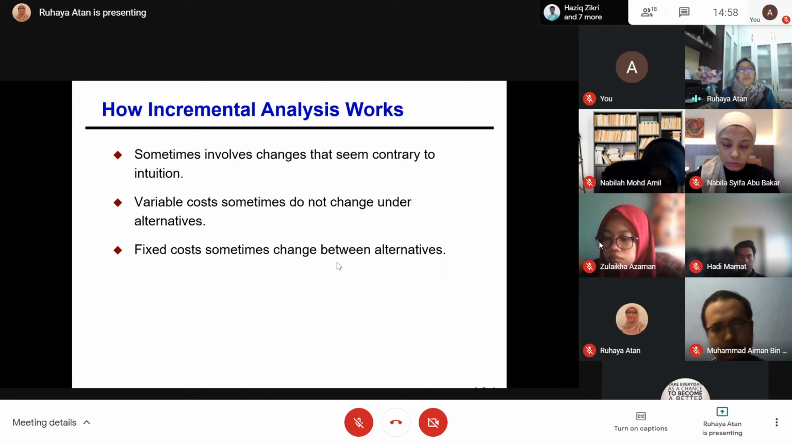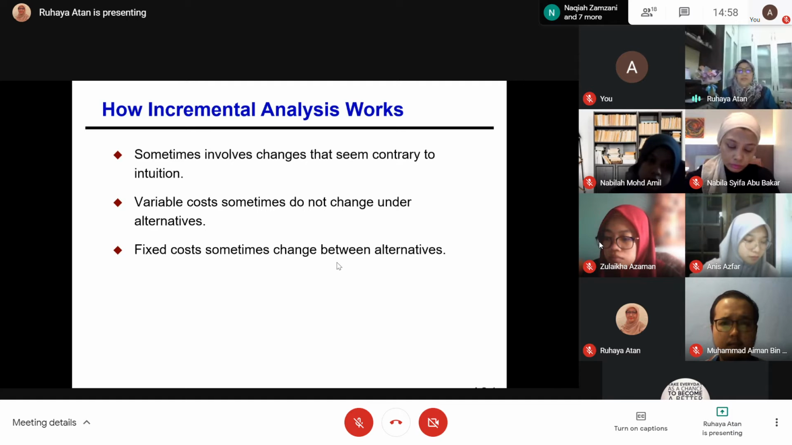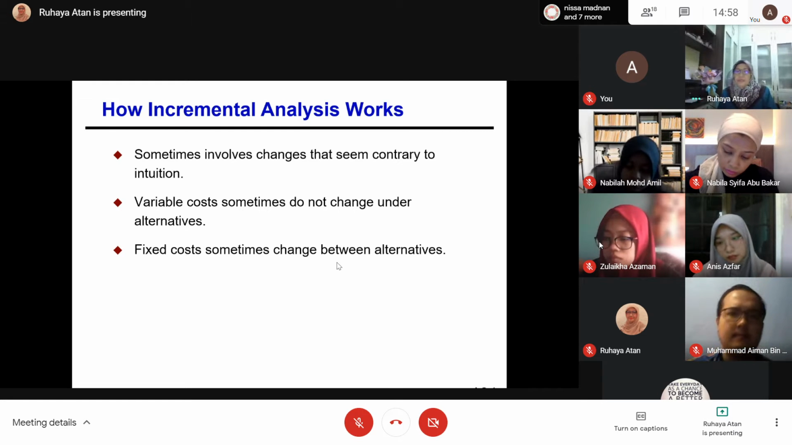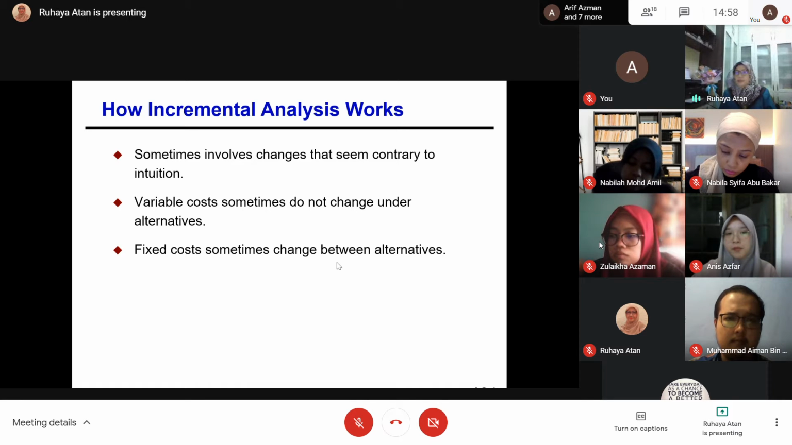So sometimes decisions involve changes that seem contrary to intuition. Sometimes you have to do something which is different than you normally would do. And then you find also there are circumstances where normally we say variable cost will vary to the level of activity and so on. But sometimes variable costs do not change under certain alternatives. So it depends on the condition of our alternatives. And it's the same with fixed costs. Fixed costs sometimes change between alternatives.